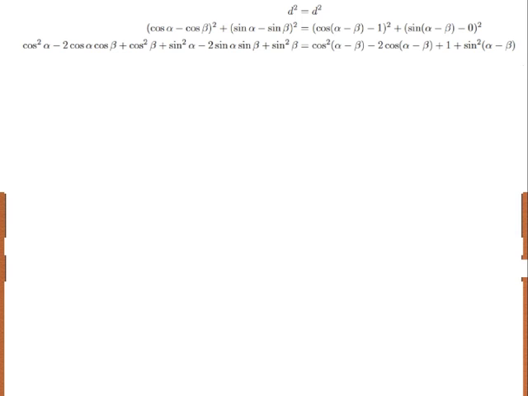Now, you can see that this big long line here is really just a matter of plugging through. Cosine alpha minus cosine beta squared gives you cosine squared alpha minus 2 cosine alpha cosine beta plus cosine squared beta plus sine squared alpha minus 2 sine alpha sine beta. There's no point in explaining every step because it's just algebra. There's nothing more to it. It's just algebra 1, and it's tedious but necessary.